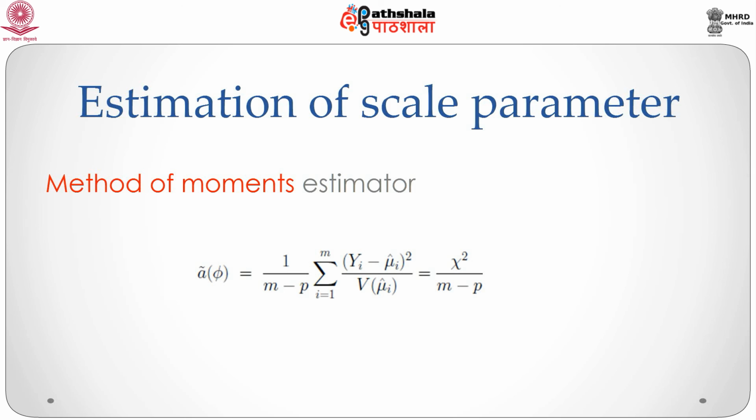However, we are also interested in getting an estimate of the scale parameter, and this is traditionally derived using a method of moments estimator, which states that a(phi hat) is equal to 1 over m minus p summation i=1 to m (y_i minus mu_i hat) square by V(mu_i hat). You will recognize the term in the numerator to be the corresponding Pearsonian sum of squared residuals.